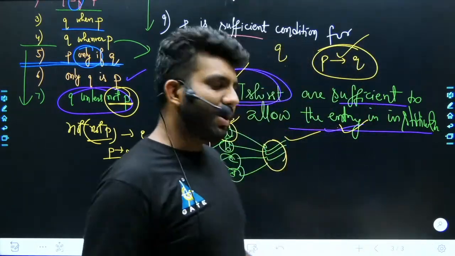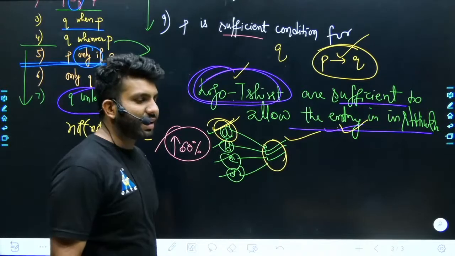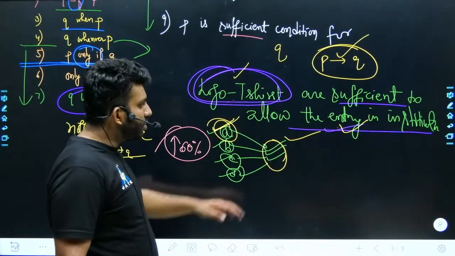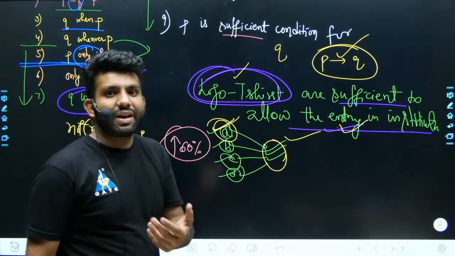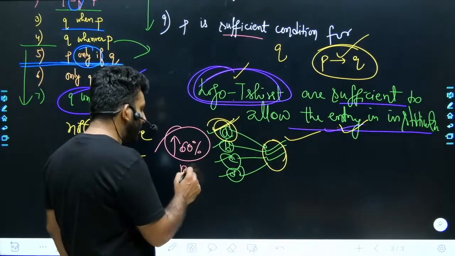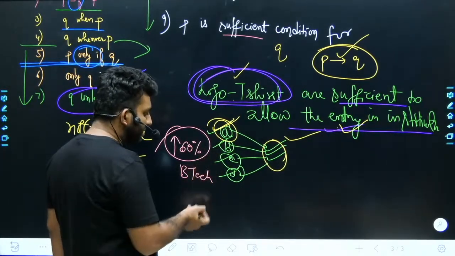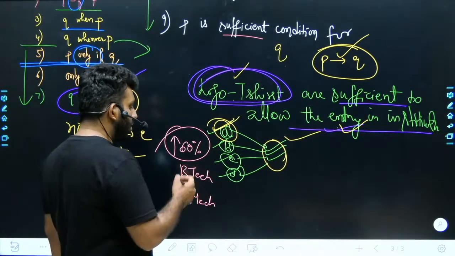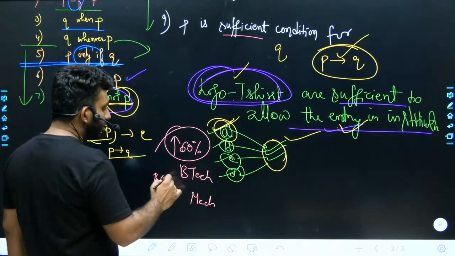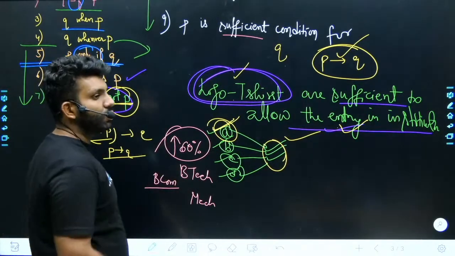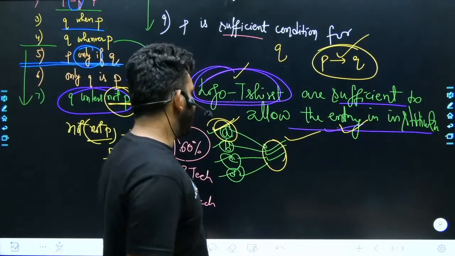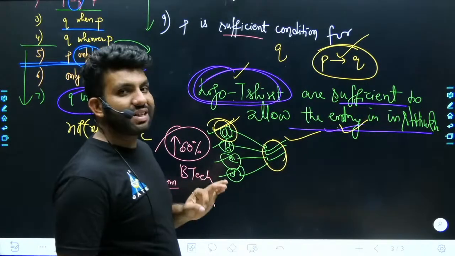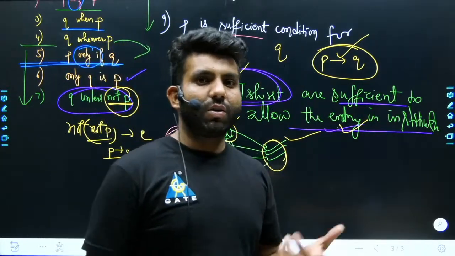But does that mean if you're having 60% in your graduation, you'll be having an entry? No, that is not guaranteed, because I may be a BTech in some other branch, let's say mechanical, which is not allowed. Or I may be a BCom person with more than 60%. So 60% is a necessary condition for the admission for MTech.